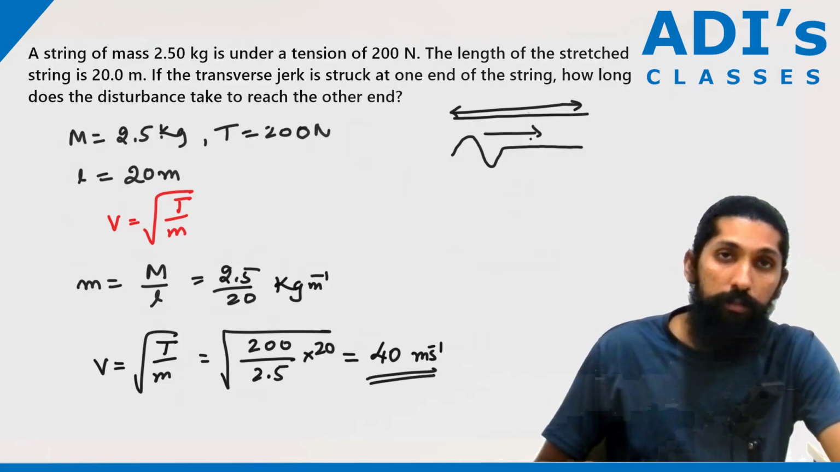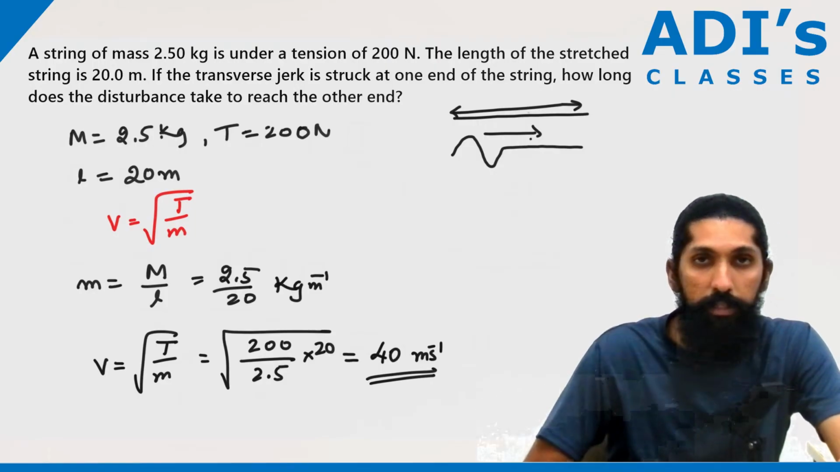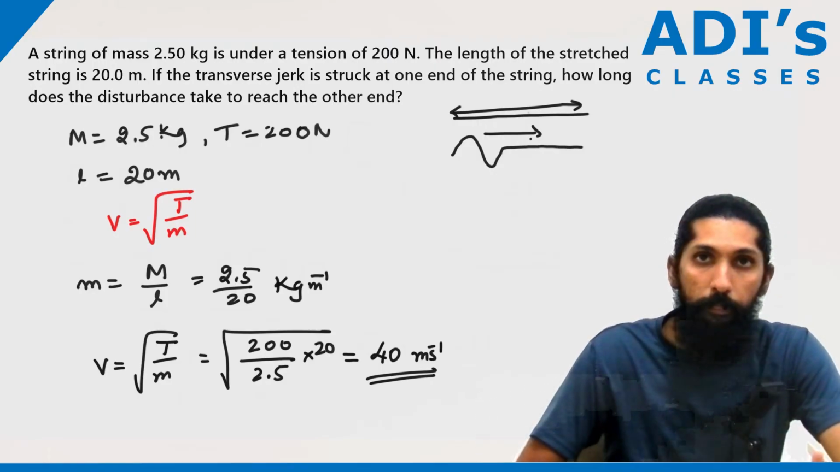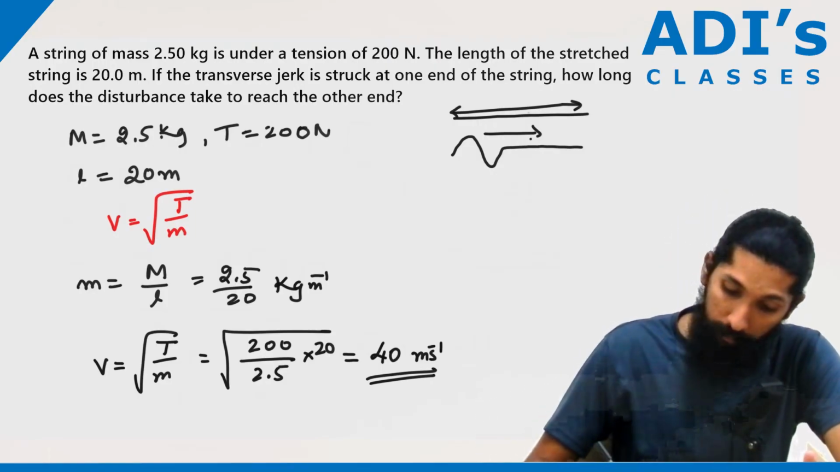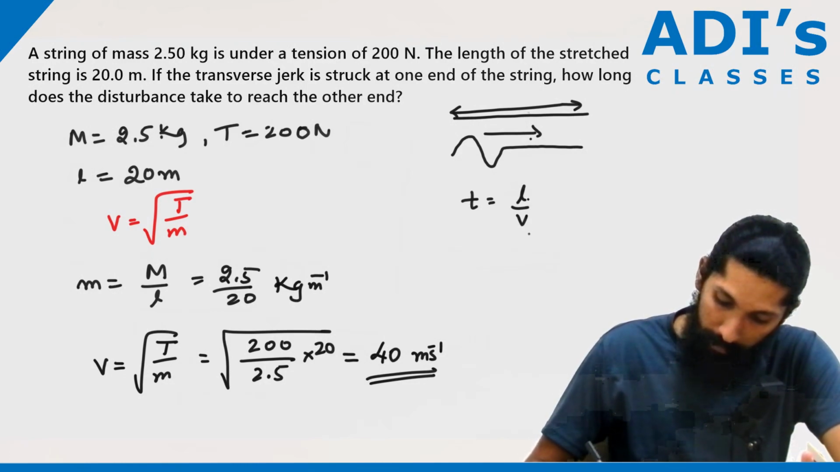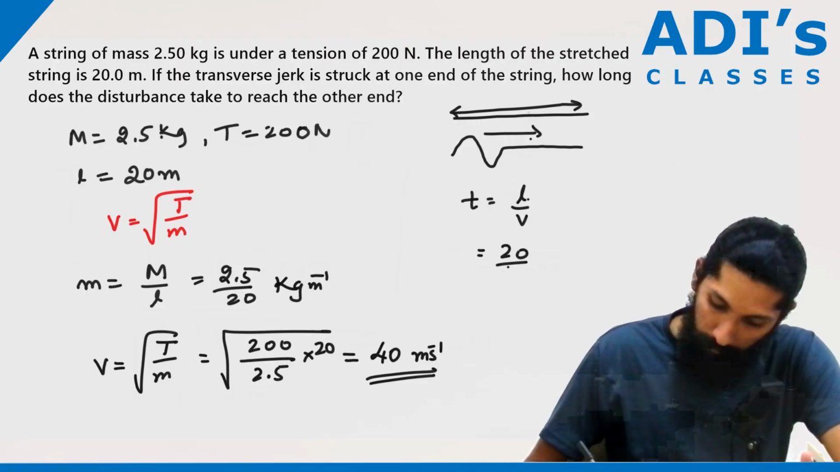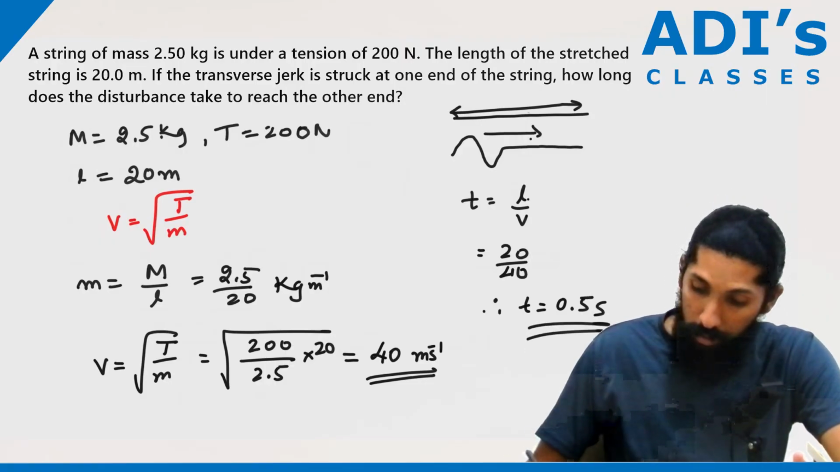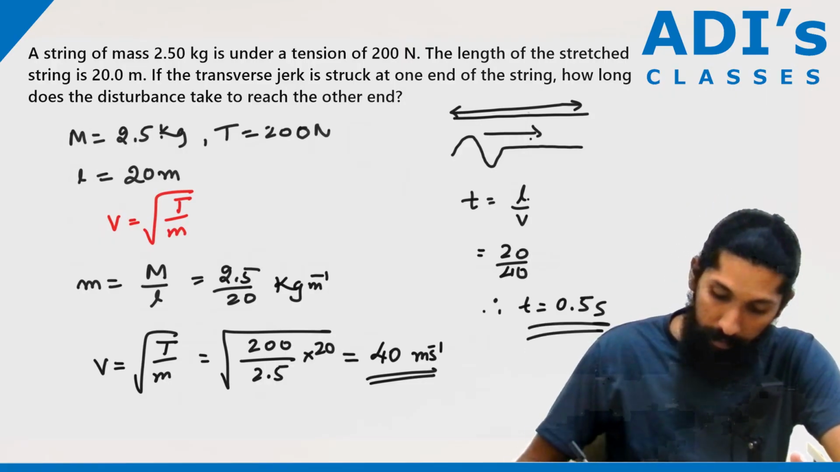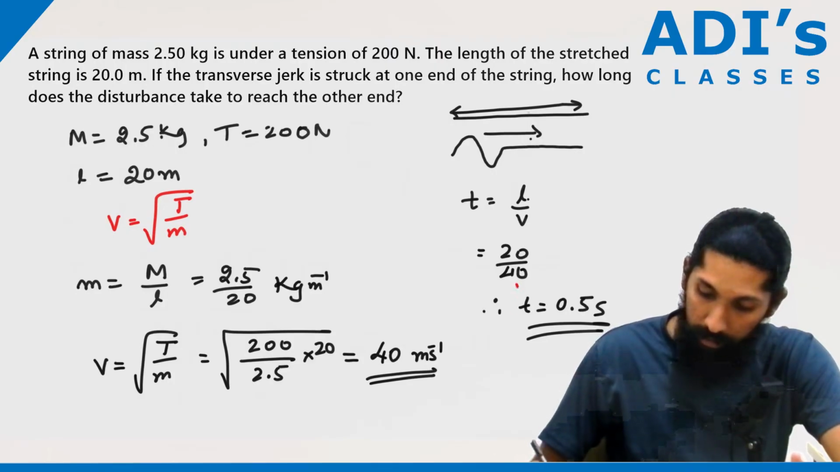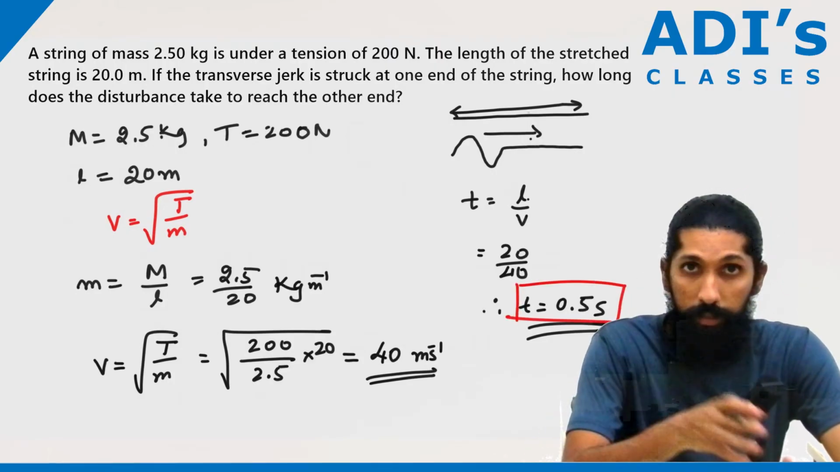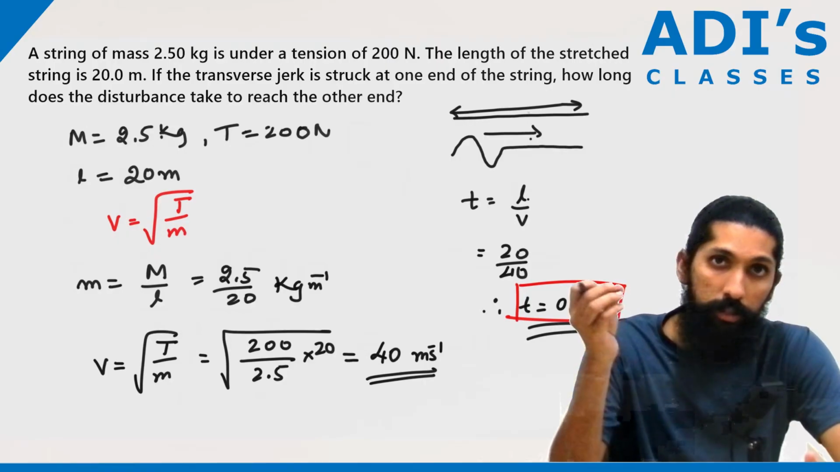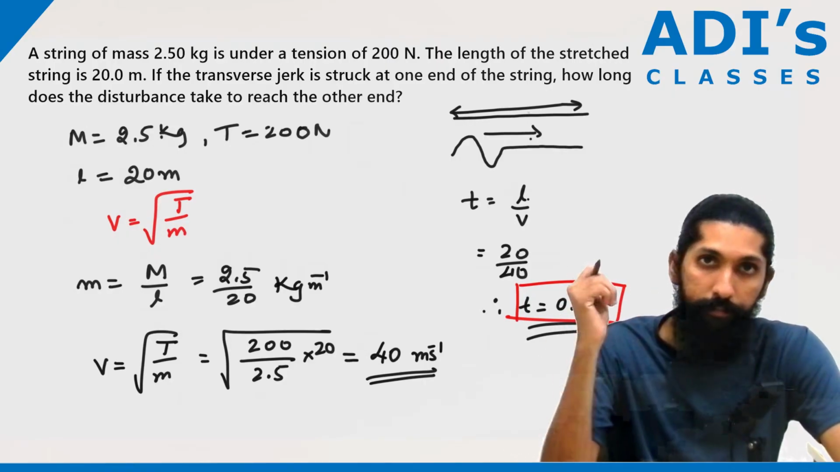Use the formula. What is velocity? Velocity is basically displacement by time. Correct? So in this case, we have time is equal to L divided by v, which is 20 over 40. Therefore, t is equal to 0.5 second, or half a second also you can take it. So we are looking at a time of 0.5 second, which is the time taken by the wave or the jerky motion to travel from one end to the other end.